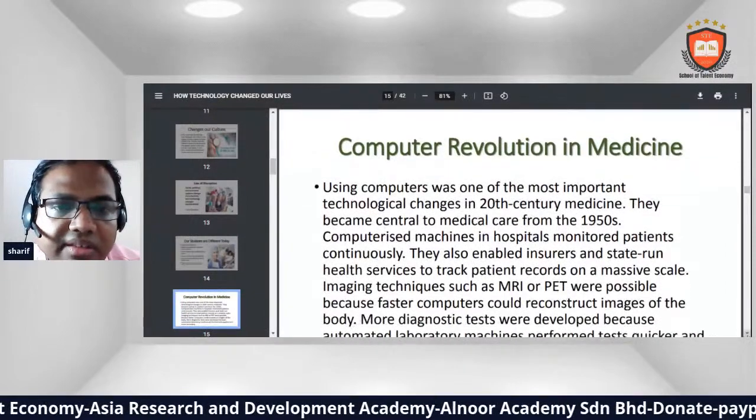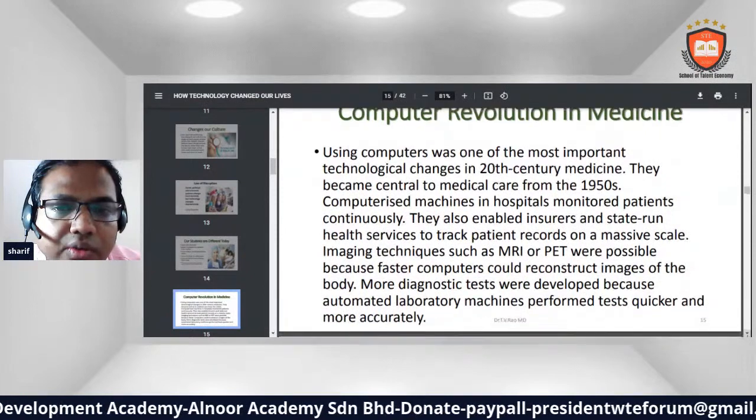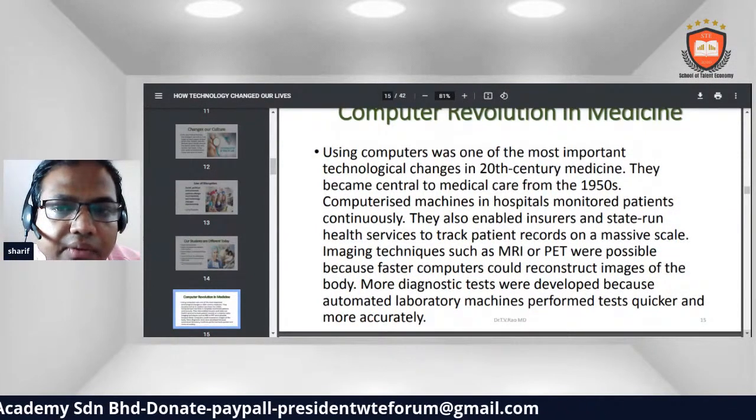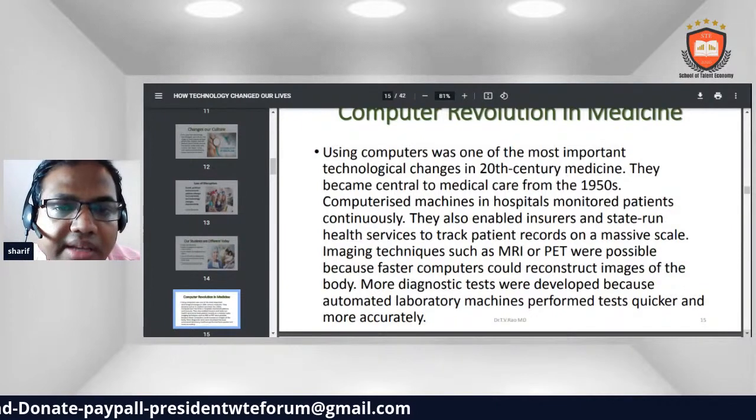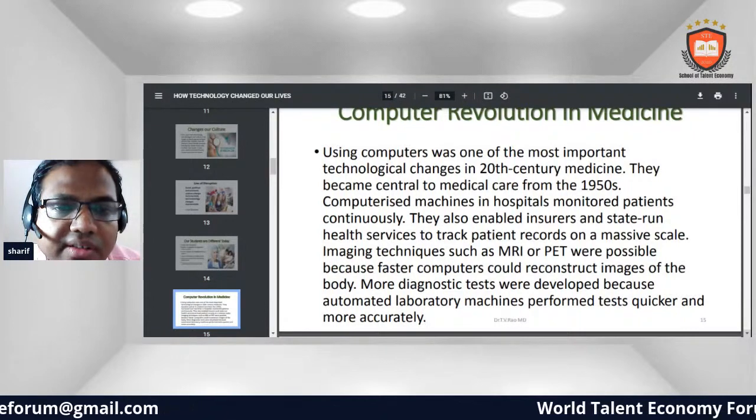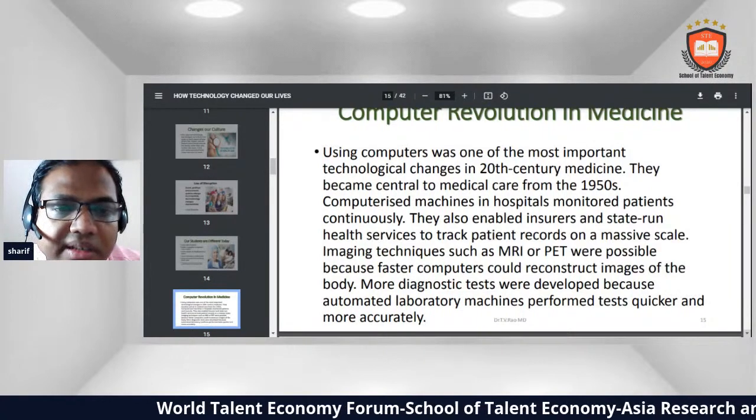Computer revolution in medicine. Using computers was one of the most important technological changes in 21st century medicine. They became the center of medical care from the 1950s. Computerized machines in hospitals monitor patients continuously. They also enable insurers and state-run health services to track patients' records on a massive scale.